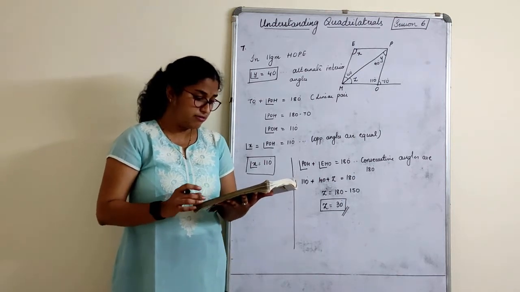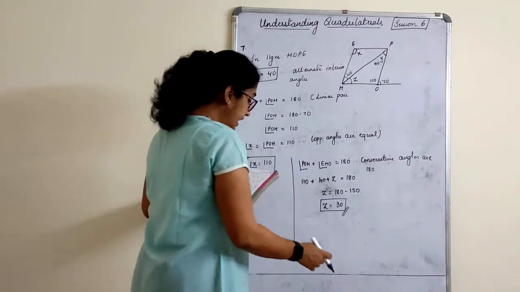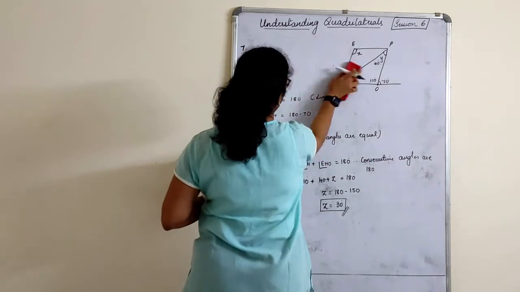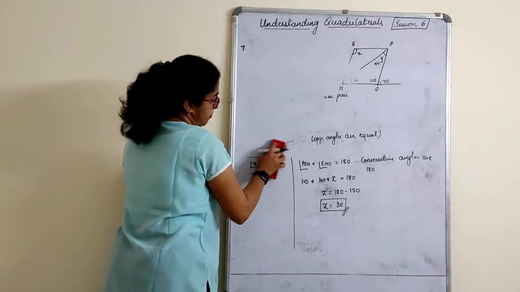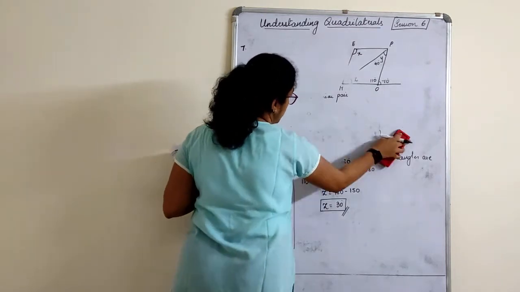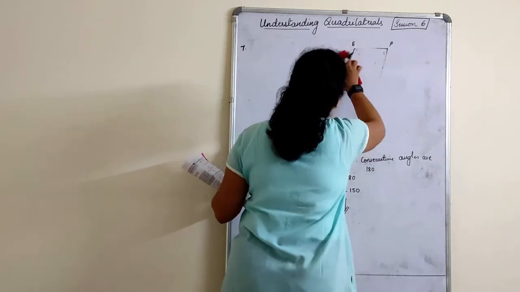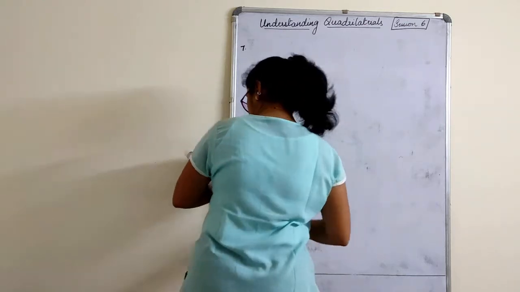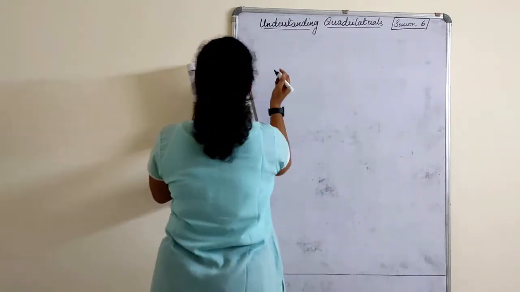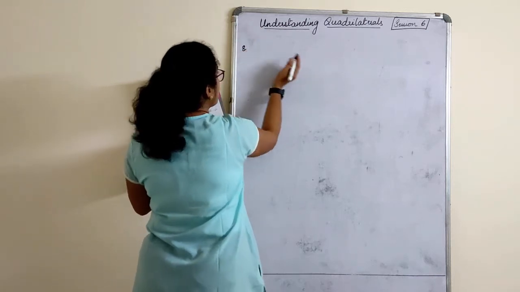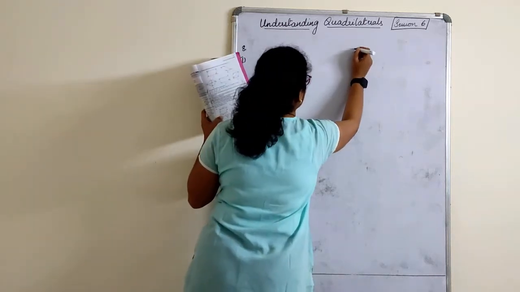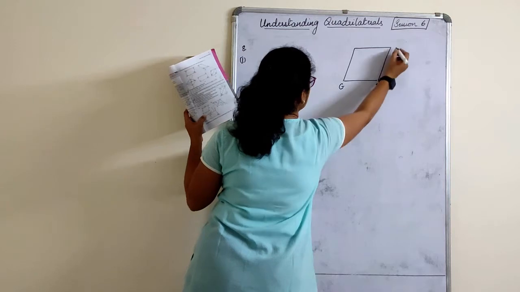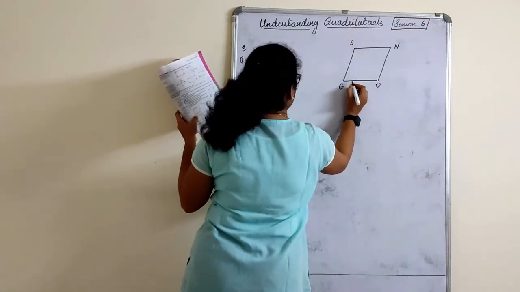The following figures, GUNS, RUNS are parallelograms. Find x and y in terms of centimeters. So same thing, we need to see the angle property, consecutive angles or alternate interior angles which are there, and try to find out the given angles. So first we'll start with figure 1, 8th one. The first figure they have given here is a parallelogram GUNS.